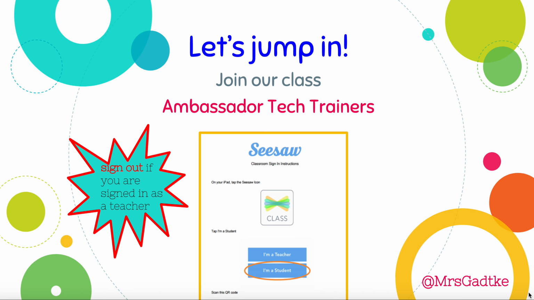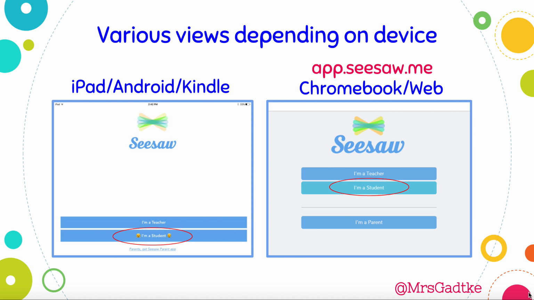First thing to note is if you are signed in as a teacher in any Seesaw account, sign out. Otherwise, this is not going to work for you because we are going to be a student right now. So on your device, just go ahead and launch the Seesaw app. You'll notice the 2 views that you might have depending on the device you're on. If you are on a Chromebook or the web or a laptop, you just need to go to app.seesaw.me as you see here on the right, and you're going to tap I'm a student.